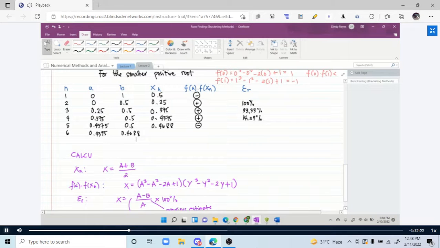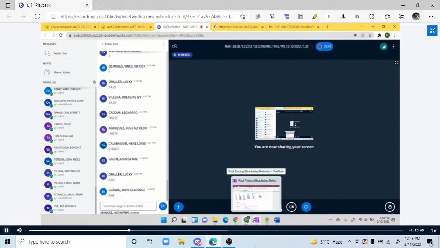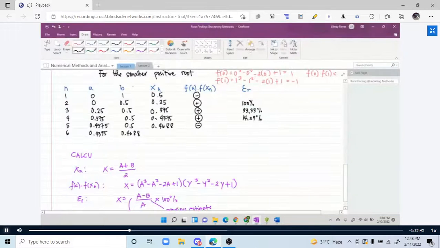What is the relative error in the fifth iteration? 6.6. 6.68. Wait, I'll answer your question. 6.68%. Whether it is positive or negative is the sign of the product of f of A and f of x sub n.